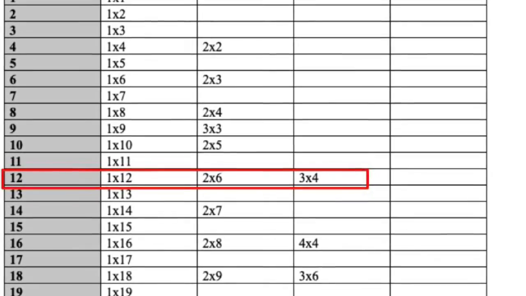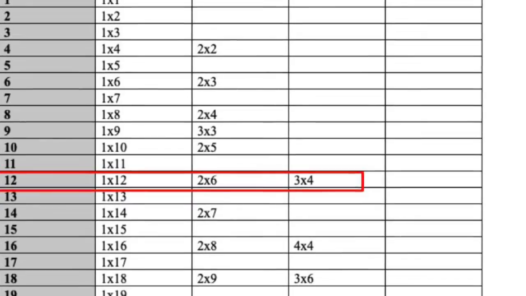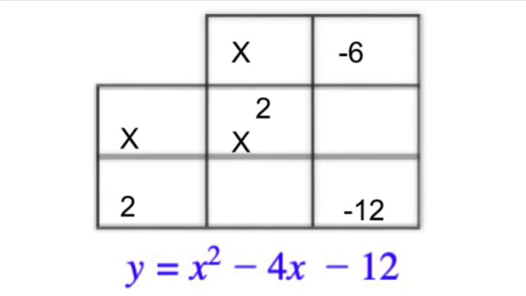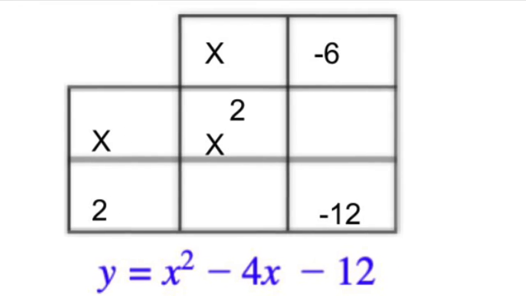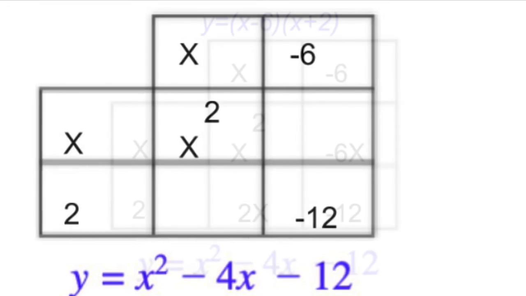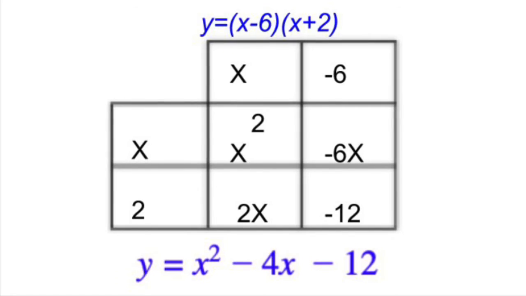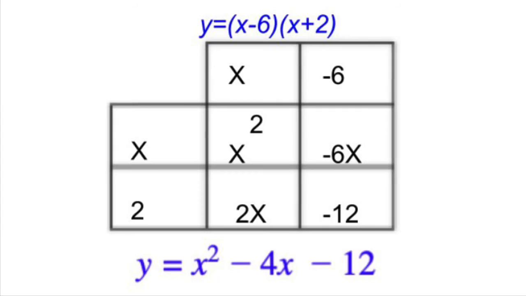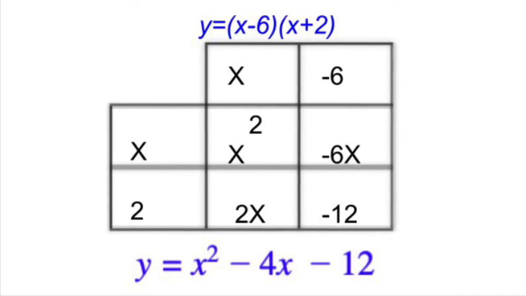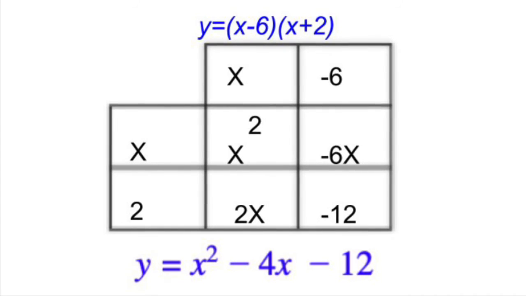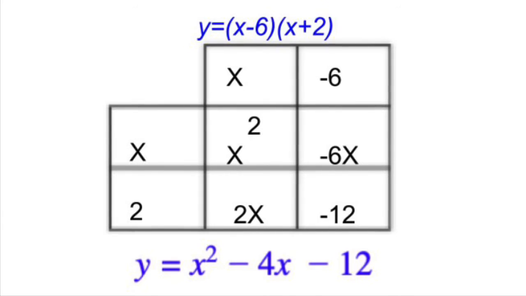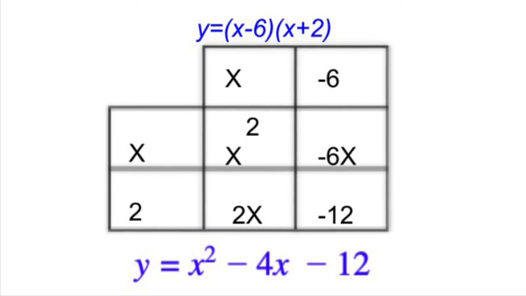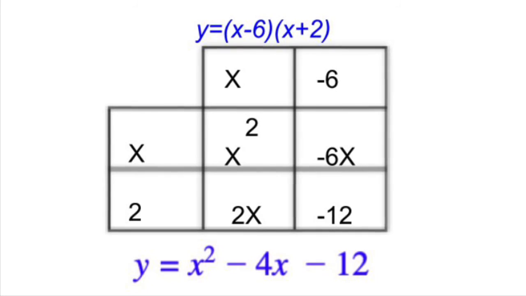So I'm going to go back to using my chart again. I'm going to try those numbers. I'm going to put the negative 6 in, the 2 in. I'm going to try my multiplication and make sure it works. And when I do that, I have x times x is x squared. Minus 6 times x would be minus 6x. 2 times x would be 2x, and 2 times minus 6 is going to be minus 12. And that seems to work, which means that the answer in factor form is going to be x minus 6, x plus 2.